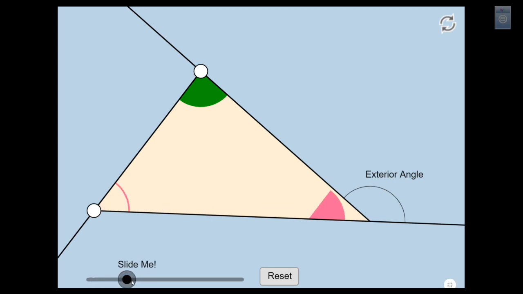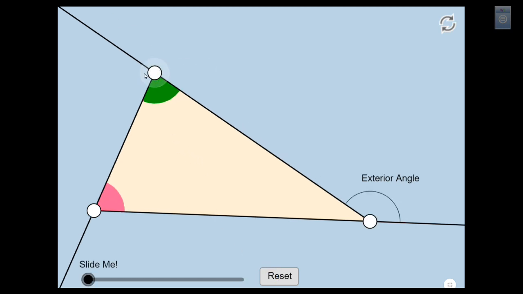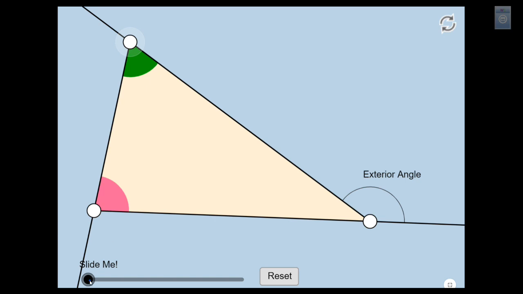That pink angle there fits in one part of that exterior angle, and that green second angle fits perfectly into the other side. Now that might be, again, just a coincidence, right? So I'm going to move this triangle, okay? And no matter what, if I slide this over, both parts of those two angles that are farthest away from the exterior angle, it fits perfectly there. So the fact here is that the exterior angle of a triangle is always equal to the sum of the two angles that are farthest away.